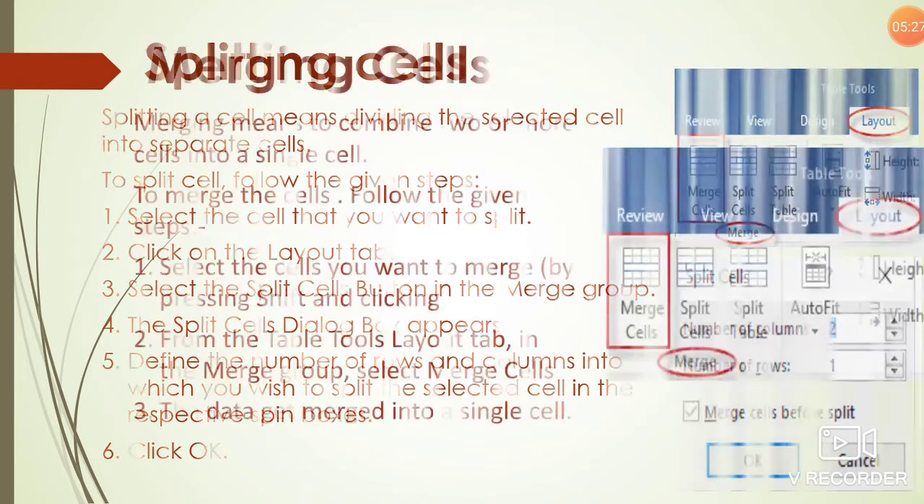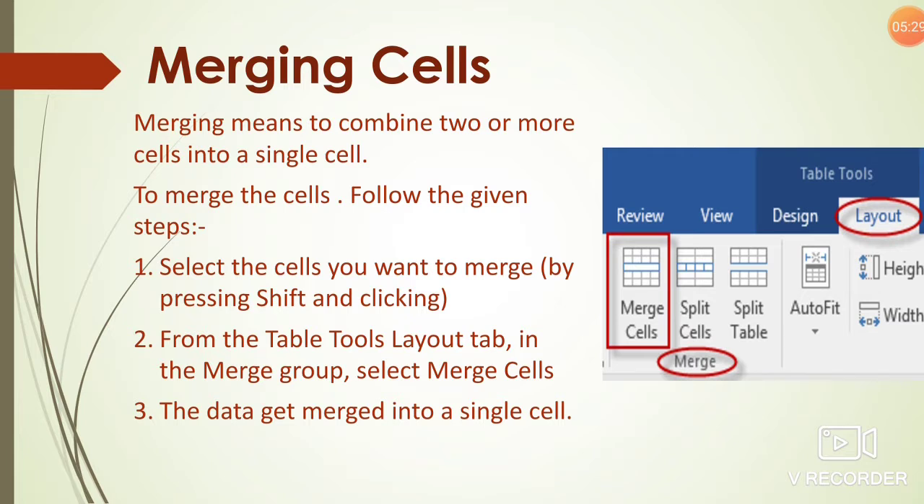Now next heading is merging cell. Merging is just the opposite of splitting. In splitting we divide a single cell into two or more cells, but in merging we combine two or more cells into a single cell. Combining two or more cells into a single cell is called merging cell.